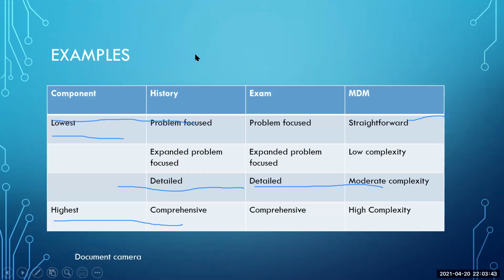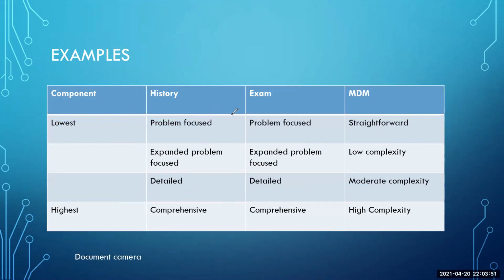Oh, let me delete all these. Okay, so if we are trying to make a note of this, then we have problem-focused history, problem-focused exam, and then low complexity of MDM. And then, as you can see, that's at a different level than their history and exam. So straightforward is the lowest level of MDM, and low complexity is just a little bit more complicated than that. So this is what we are going to be looking for.